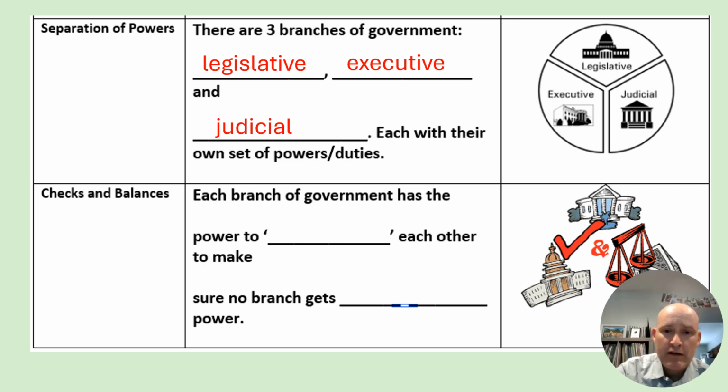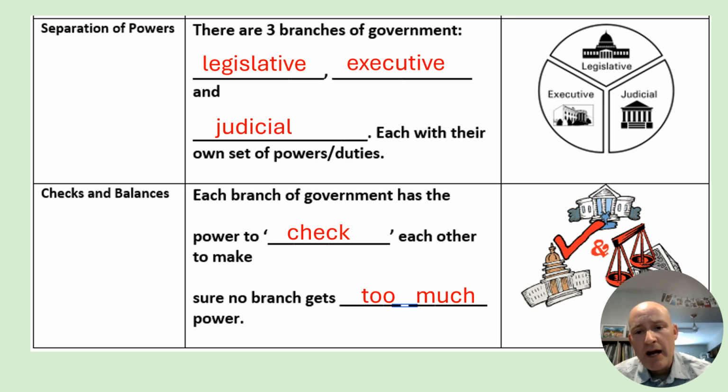Now, associated and attached with that is that each branch of government has the power to check each other to make sure no branch gets too much power. Okay, so an example of that would be that if Congress passes a law, the president can veto it or say no.